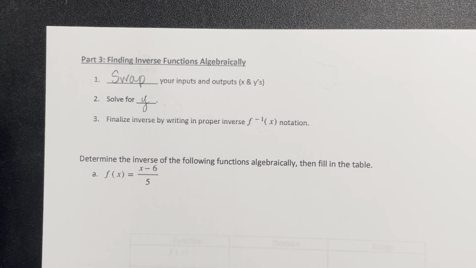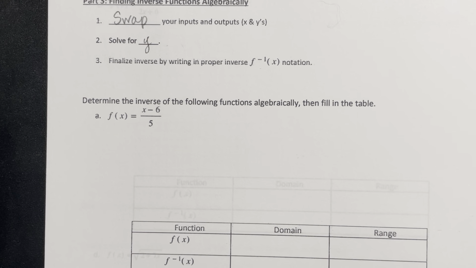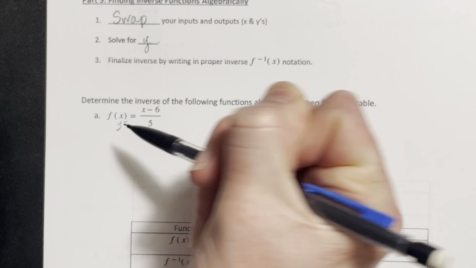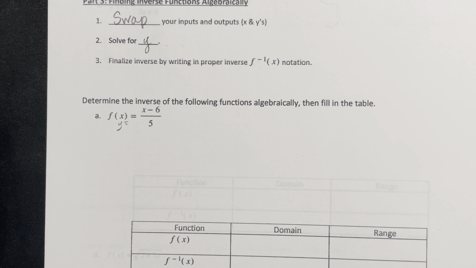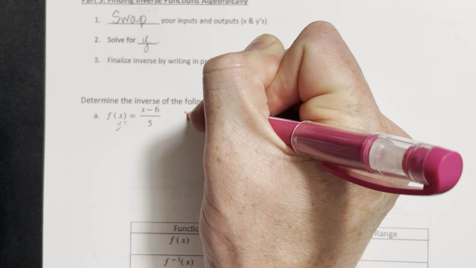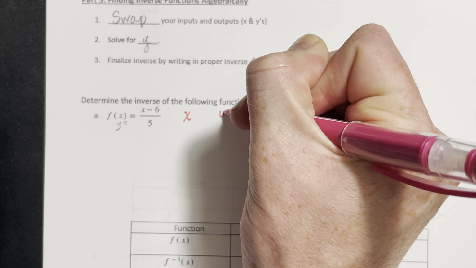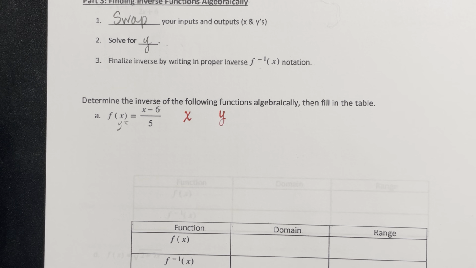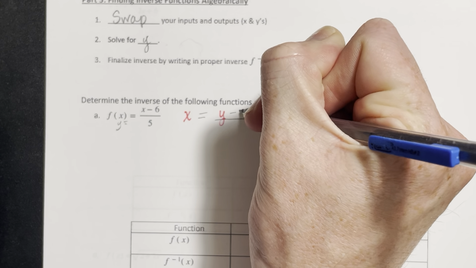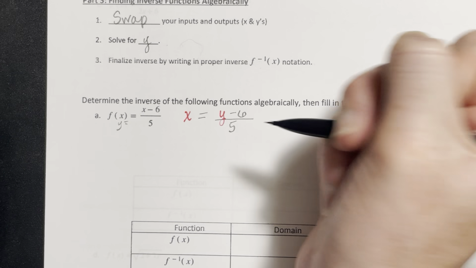Let's look at our first example. We have a function f of x equals (x minus 6) over 5. That f of x is the same thing as y equals, and so we want to swap those inputs and outputs. When I do this, I always swap using a different color to show something really important has happened. So that y equals is now x equals, and then (y minus 6) over 5.